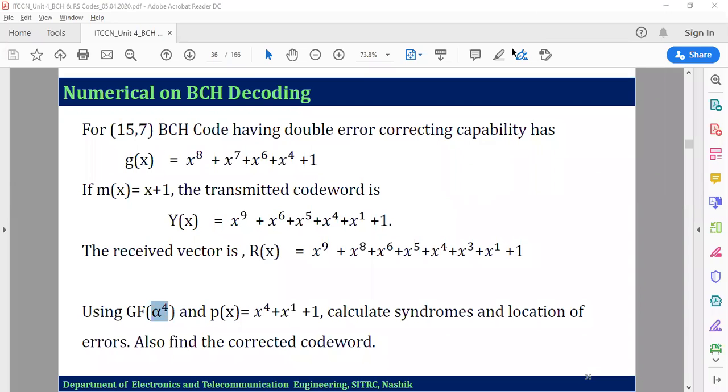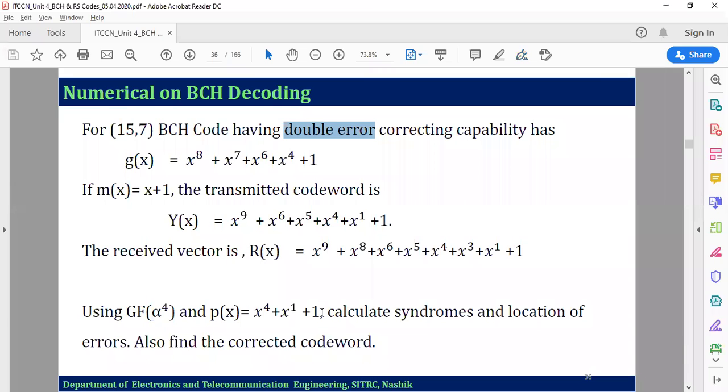Okay, then just write the given values. Don't write the g of x, m of x, r of x, anything, but just write what is given. N is equal to 15 and k is equal to 7. And then tc is nothing but 2, because it's a double error correcting code. So tc is equal to 2.